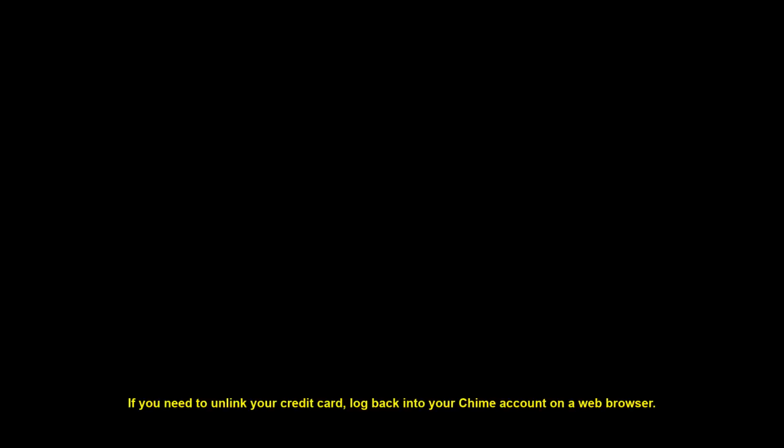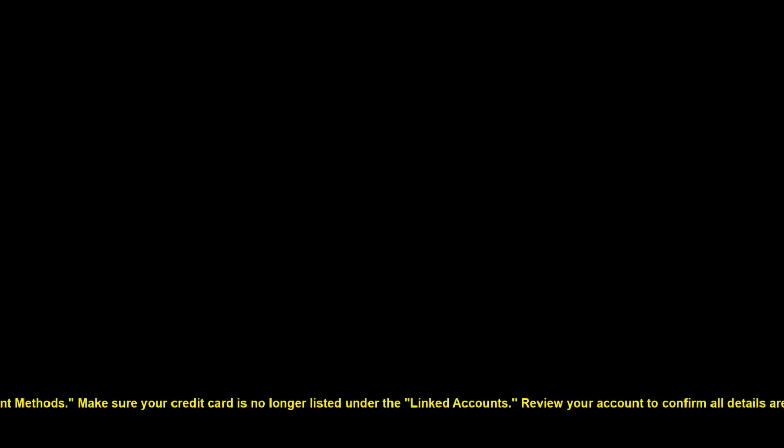If you need to unlink your credit card, log back into your Chime account on a web browser. Navigate to the Settings section and find Payment Methods. Make sure your credit card is no longer listed under the linked accounts. You have successfully uninstalled the Chime app after unlinking your credit card.